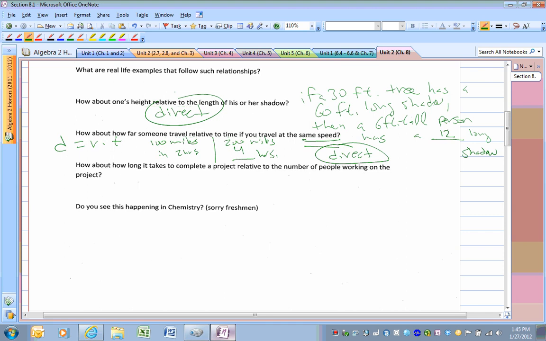Now, the next one, let's say you're working on a project. Try to be a little more realistic. Let's say you're doing some remodeling in your house. You're remodeling the kitchen or bathroom. Let's say it takes 2 people. It will be inverse. Because here's the thing. If it takes 2 people 12 days to complete a project.